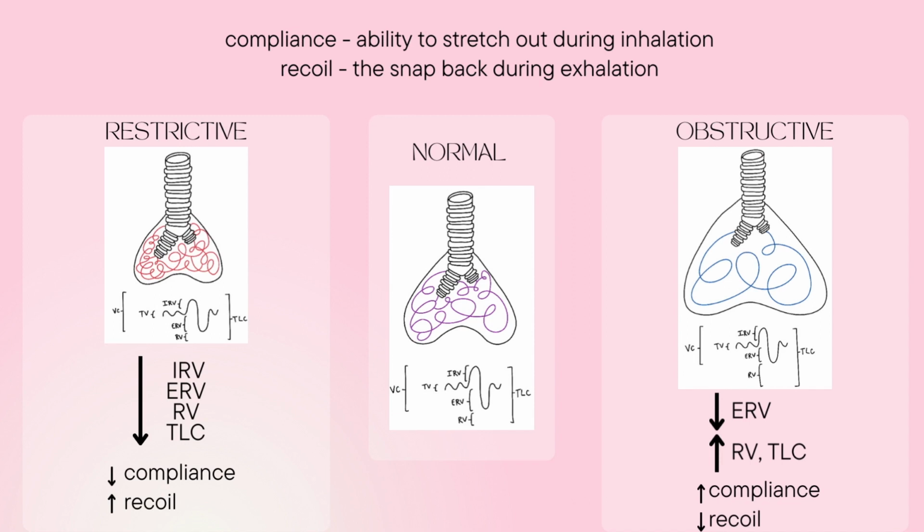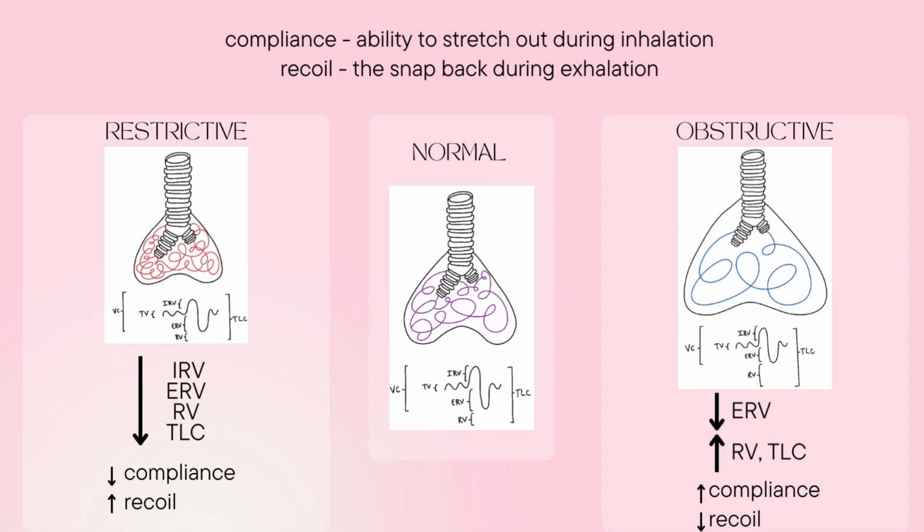Compliance is the ability to stretch out during inhalation. That lung tissue will pull on the airways to help expand the airways for inhalation to occur. Then that lung tissue will snap back to help push out the air during exhalation, and that is recoil. So compliance is the ability to stretch so you can inhale, and the recoil is a snap back so you can exhale.